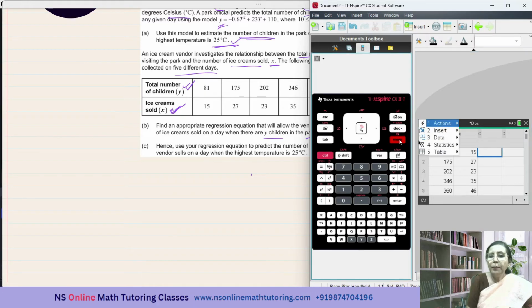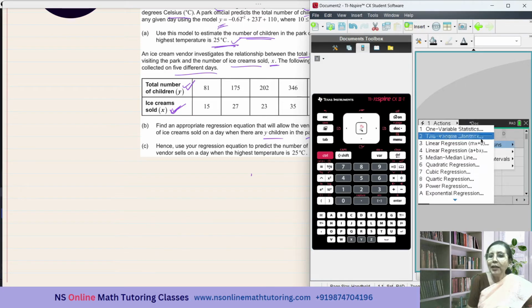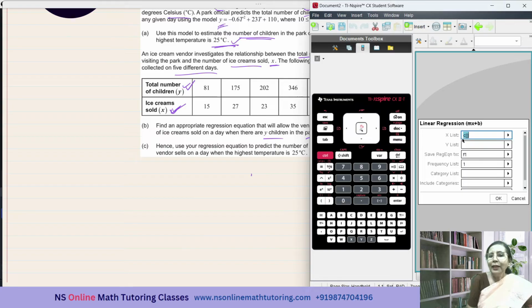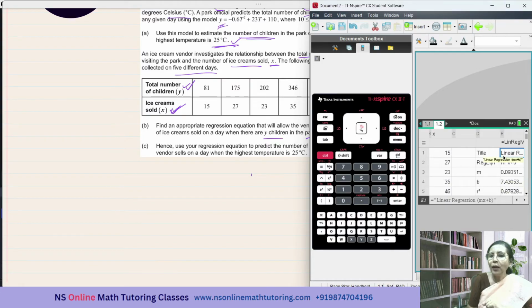Next, we will be going to the menu and statistics, stat calculation, and linear regression, this mx plus b. We will always be taking this mx plus b. And x list. X list is the independent variable list, which is y in our case. So we will be selecting y. And y list, this is the dependent variable list. This should be x.